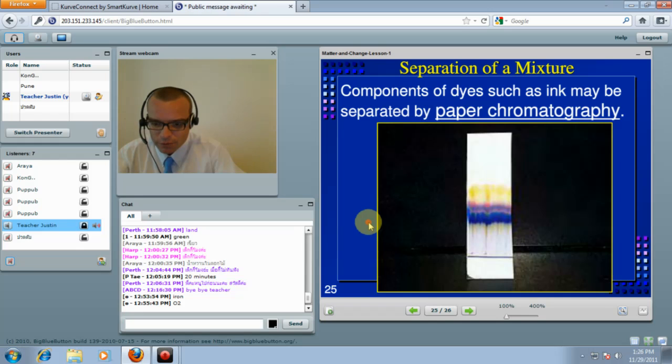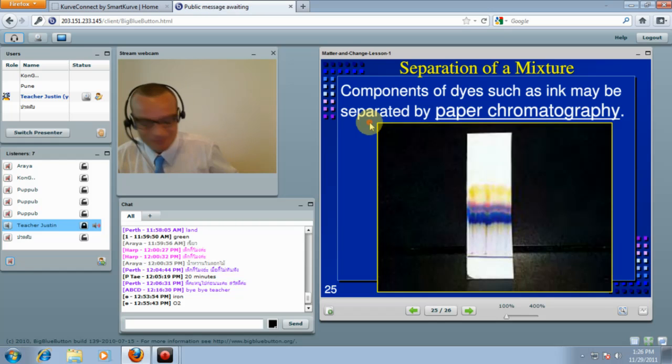Where else are we? Wow, chromatography. Components of dyes such as ink may be separated by paper chromatography. Now this is a whole lesson on its own. Basically it's going to use the density. The more dense materials are going to fall further down. The less dense material is going to be at the top here, the yellow colour.